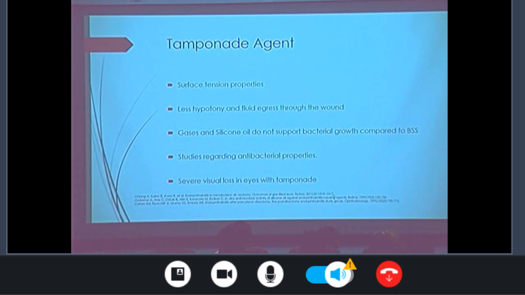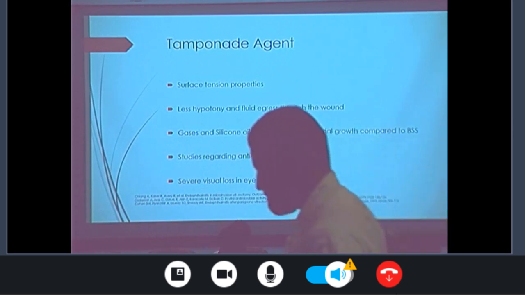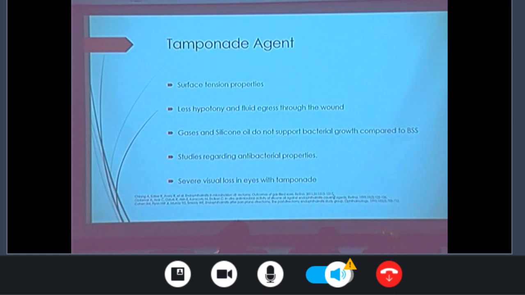So tamponade agents like gases or silicone oil, even air, have higher surface tension. This allows for proper wound apposition at the end of the surgery and better integrity in itself, which in turn can lead to less risk of hypotony and fluid exit or entry through the wound site.